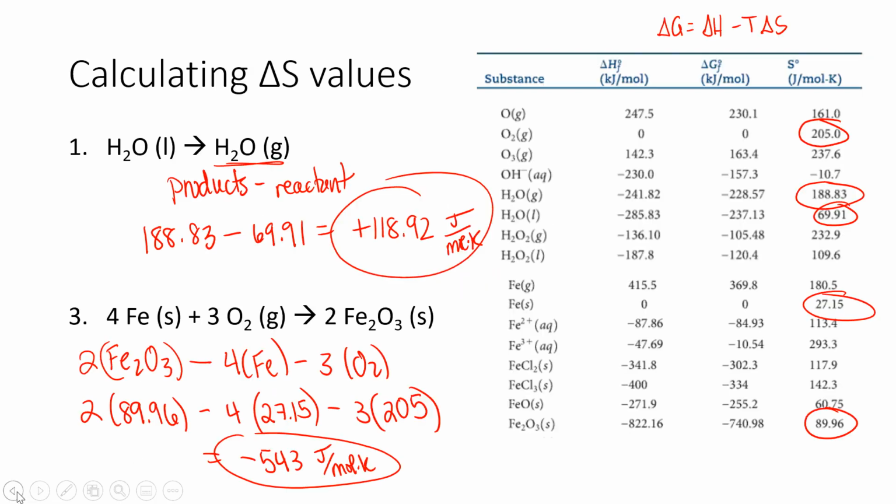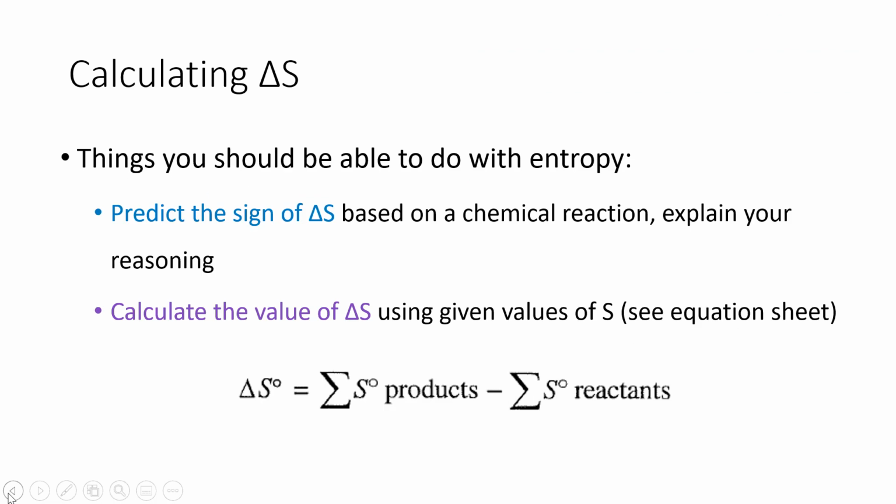All right, so there we go. Again, what we want to do is be able to calculate delta S given these values of absolute entropy that you could find in various tables. And we also want to be able to predict the sign of delta S based on a chemical reaction, looking at things like states of matter and the number of particles of products and reactants.